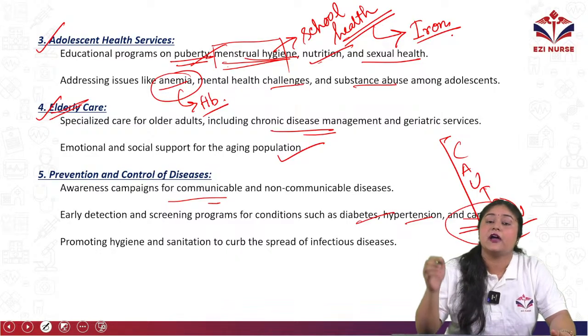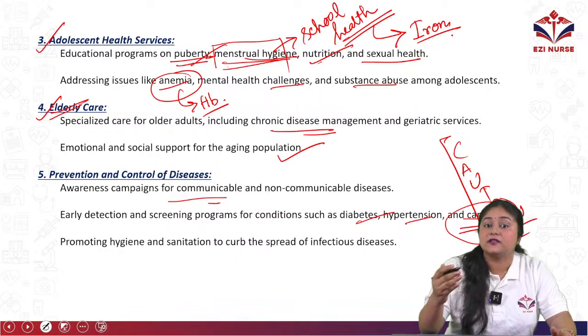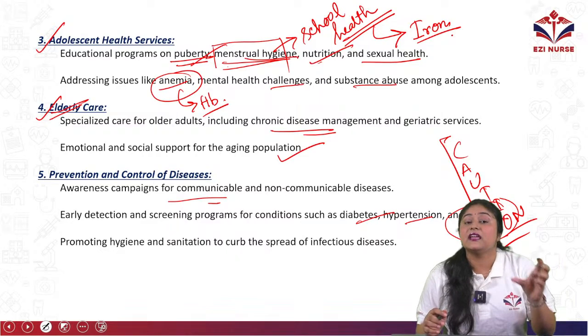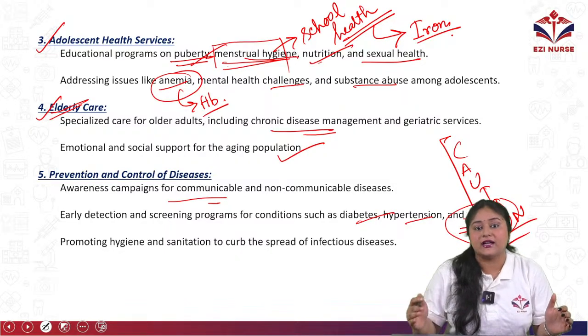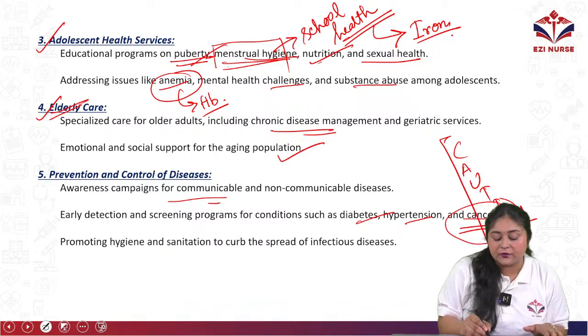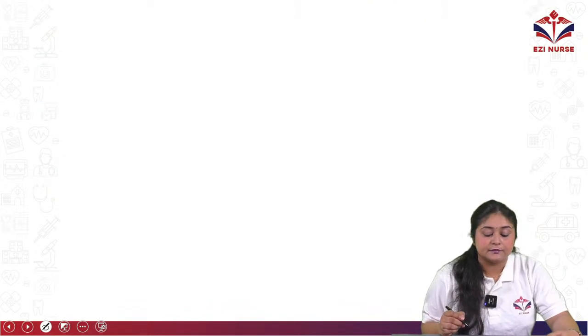So that's why we have to send this person to the PHC, the CHC, or the district hospital for screening. If we can screen for cancer in an early phase, what will happen? The people will recover from the cancer cells. And then promotion of hygiene and sanitation to stop the spreading of infectious diseases.